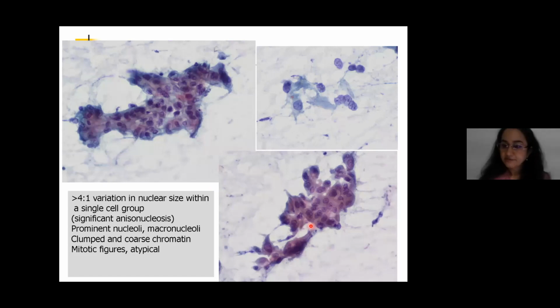This is the Pap stain, which is a very good stain to highlight the nuclear details, which is a must for interpretation of pancreatic FNA. Very important to see this more than 4:1 variation in the nuclear size within a single epithelial group. As you can see here, there's marked anisonucleosis. Also, there are prominent nucleoli, as can be seen here in some of these single tumor cells. There is clumped and coarse chromatin, and also the atypical mitotic figures, which were also seen in this case.